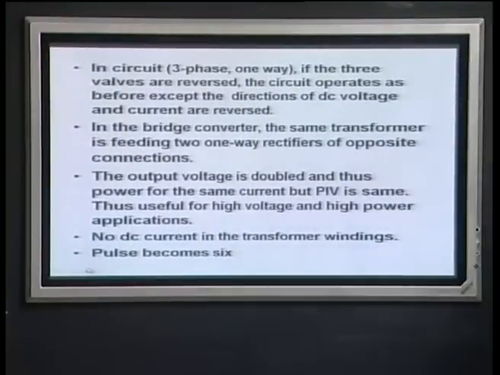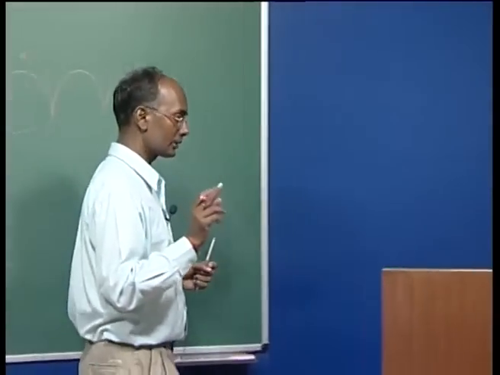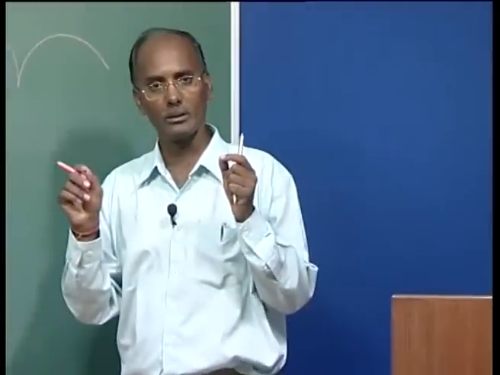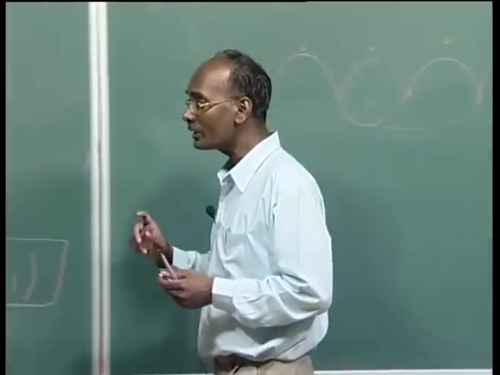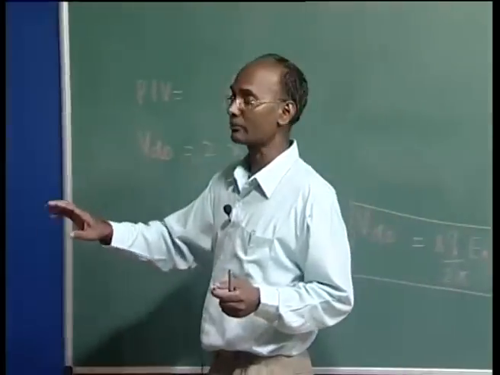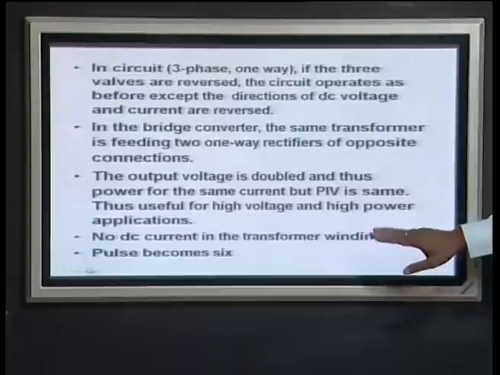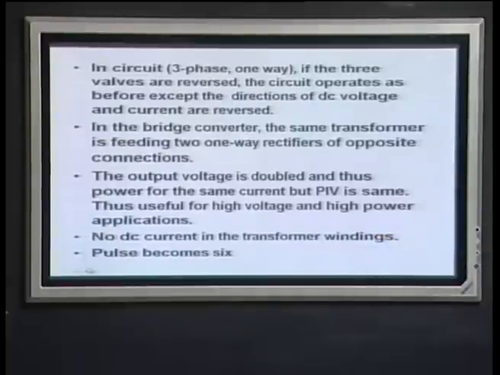Another advantage in this circuit: in the analysis of the current which I did in the previous lecture, we found there is some DC current in the secondary of the transformer. But in this circuit, there is no DC current in the secondary of the transformer. Again, we will analyze and we will find that we always have a circulating current, which means we are getting an AC current. And the pulse number here becomes 6, so it is a 6 pulse rectifier circuit.